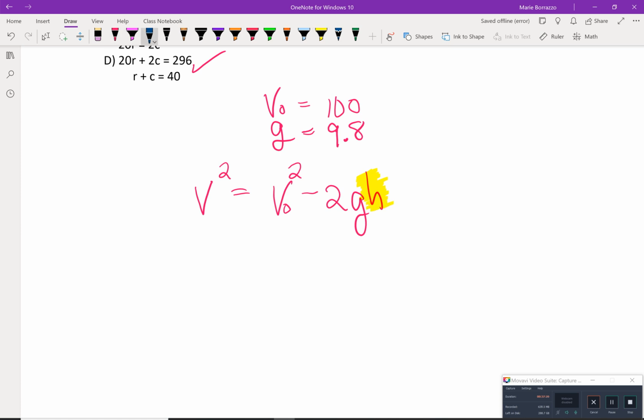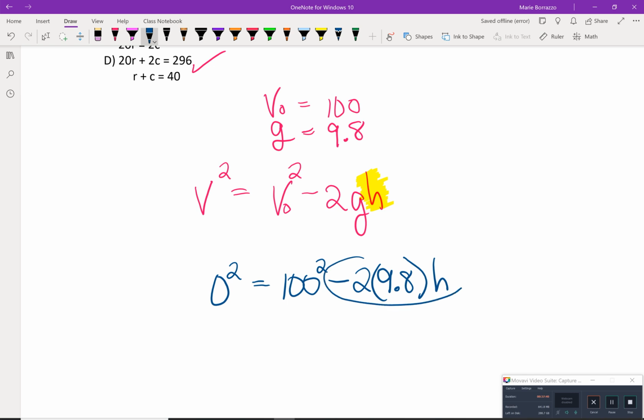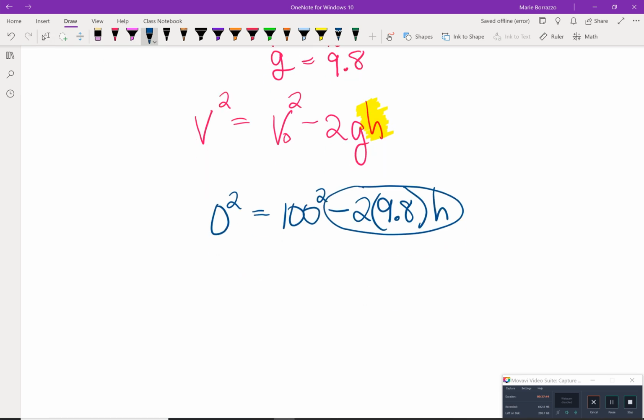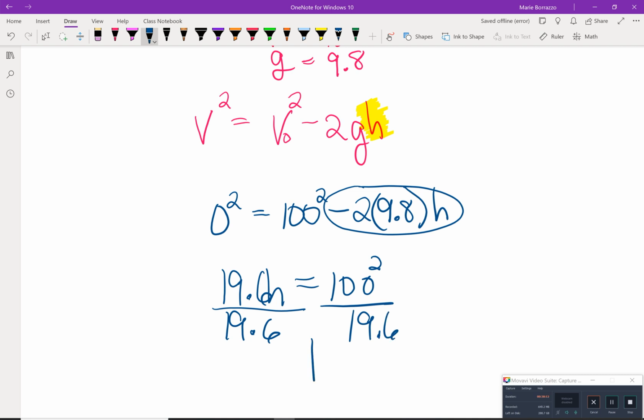So we know that this is 0 squared. That is going to equal 100 squared minus 2 times 9.8 times the height. So this is going to give you, if I add this part of the equation to both sides of this, I'm going to end up with basically 100 squared equals 19.6. So 19.6, I'm going to add it to both sides, basically. 19.6h is equal to 100 squared. And if I divide by 19.6 on both sides, I'll have my height. Height, when you do the math, will end up being 510 meters.